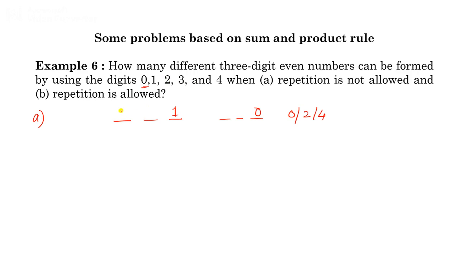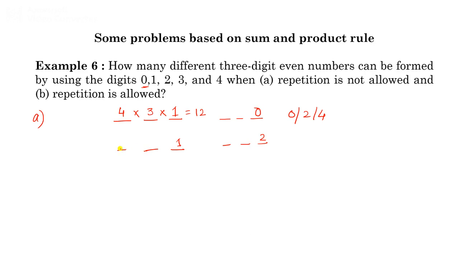So it means you have 4 choices for this place. Now for this second place, we have already consumed 2 numbers. We have 3 choices. So the total number of choices is equal to 12. But suppose you fill the last place with 2, which means for the last place we have only one choice. We have filled it using 2.